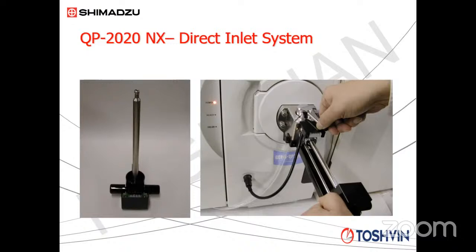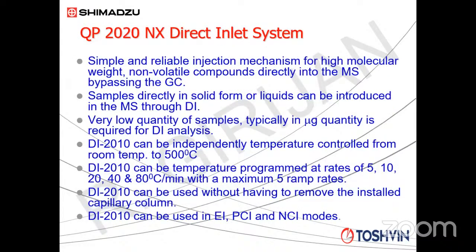This sample you have to put in the quartz cup, and this quartz cup will remain at the head of the probe, the DI probe, direct inlet probe. And then this probe can be pushed into the mass spectrometer and you can get the complete information in a very small period of time. And this also has other things, like it can go to 500 degrees centigrade. We have 5 different ramping heating rates: 5 degrees, 10 degrees, 20 degrees, 40 degrees, and 80 degrees centigrade per minute. So even if the sample is a non-volatile sample, because of the temperature, because of the vacuum, you can analyze the sample without any problem.